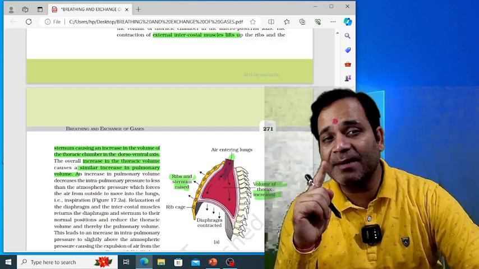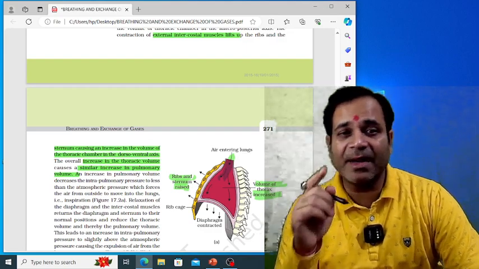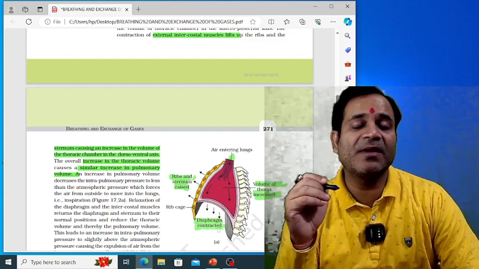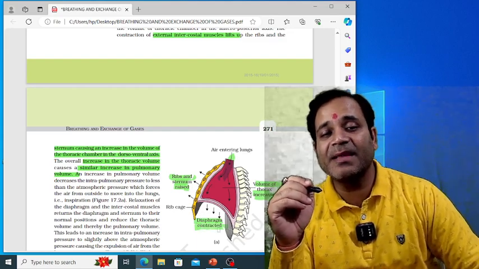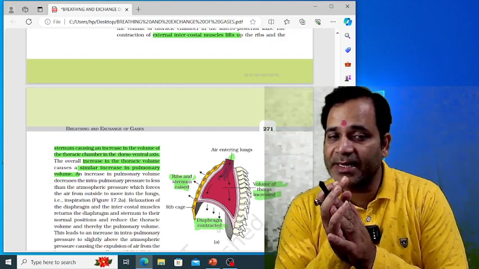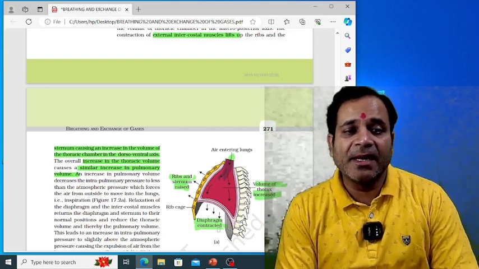So at that time, always keep in mind that the diaphragm contracts. If the diaphragm contracts, it means the volume of the thorax increases, right? This is an important thing.